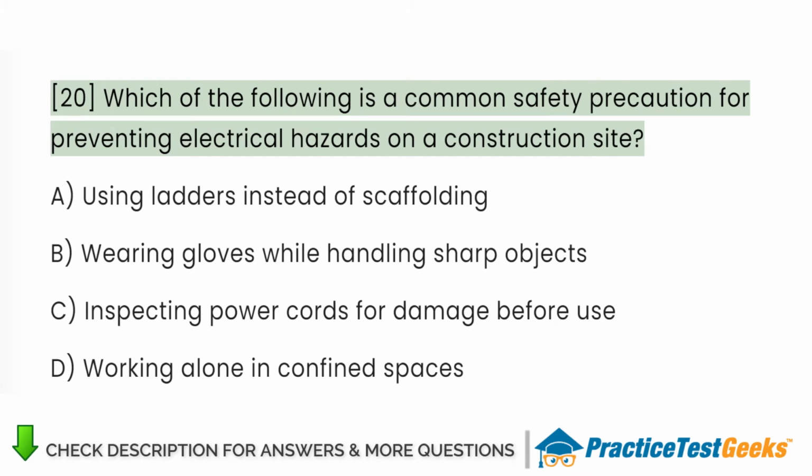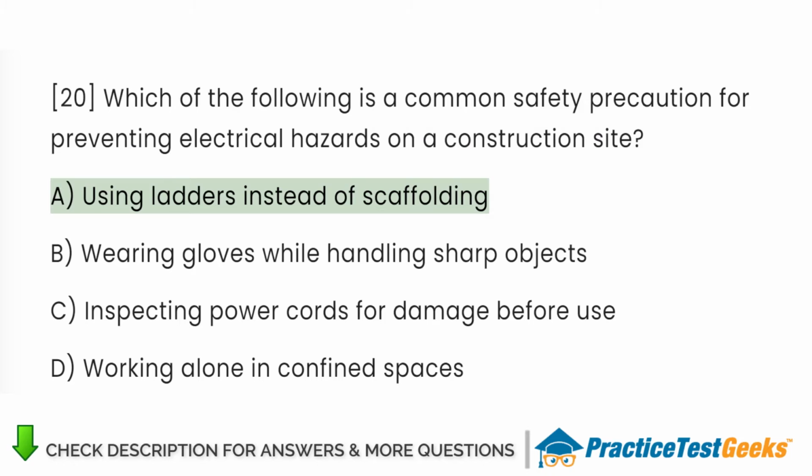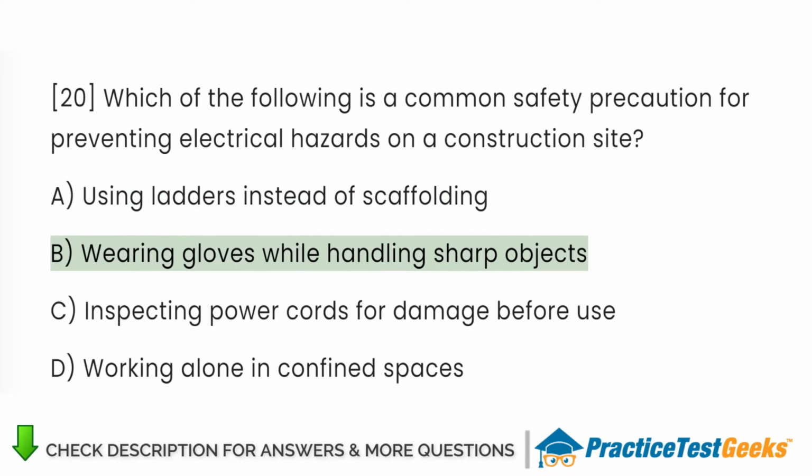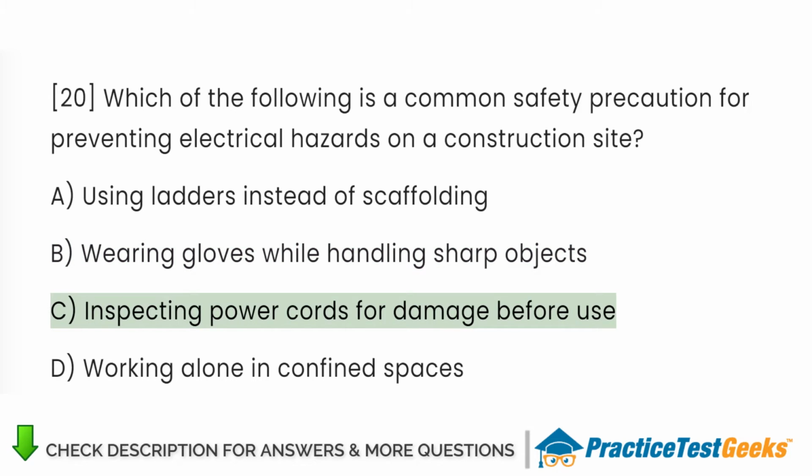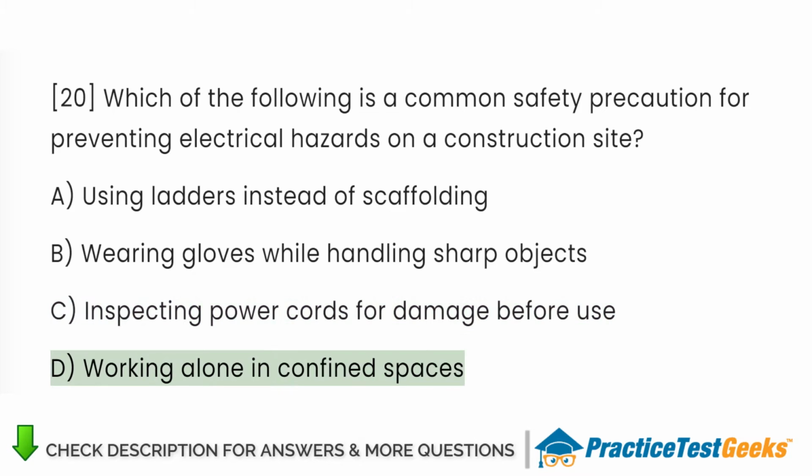Which of the following is a common safety precaution for preventing electrical hazards on a construction site? A. Using ladders instead of scaffolding. B. Wearing gloves while handling sharp objects. C. Inspecting power cords for damage before use. D. Working alone in confined spaces.